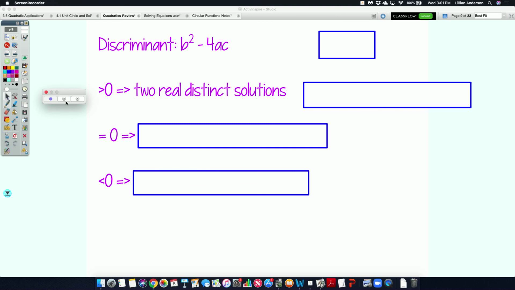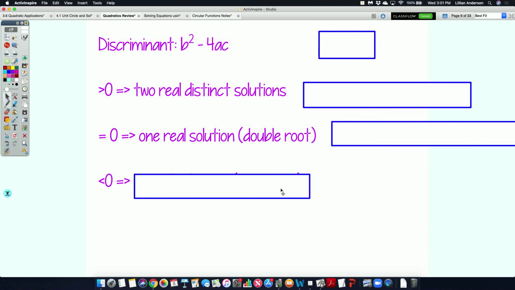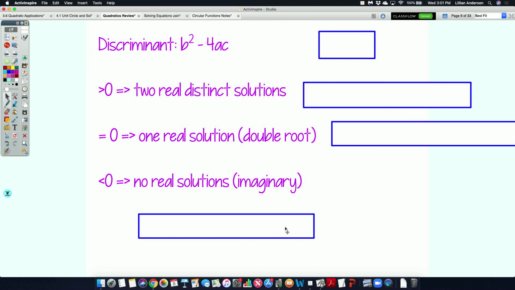What about when the discriminant equals 0? You have one real root, also known as a double root. But when it's less than 0, there are no real solutions. They were imaginary, because remember, the discriminant is the part that's underneath the square root. So you can't have a negative underneath the square root. Otherwise, there'd be imaginary solutions, imaginary roots. Questions?